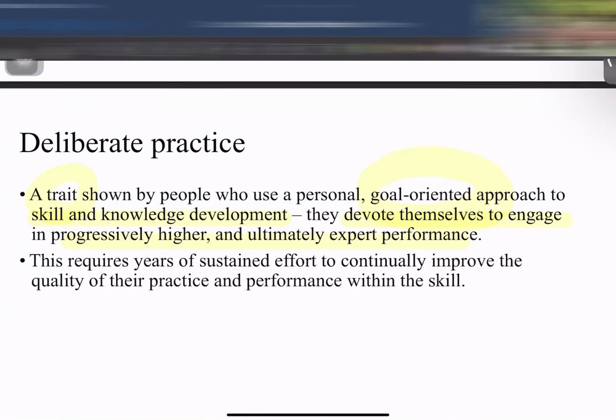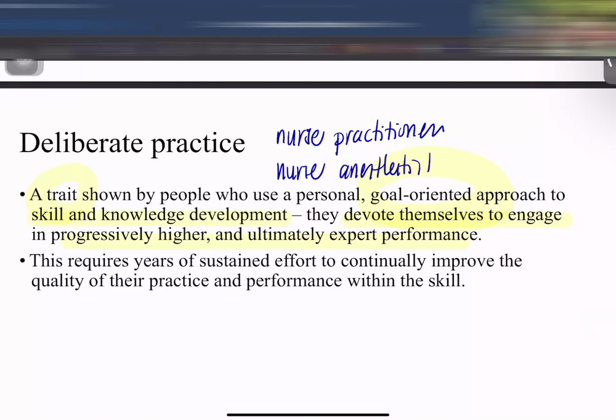Halimbawa, kung goal mo talaga na maging isang expert emergency room nurse, tuloy-tuloy i-practice mo. Pag gusto mo naman for example na mag-become nurse practitioners, abroad class there are kasi nurse practitioners and there are also nurse anesthetists. So class, if you would want to become a nurse practitioner, if you would want to become a nurse anesthetist, class, you need to continuously practice it.